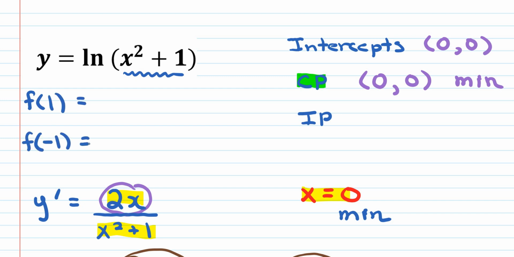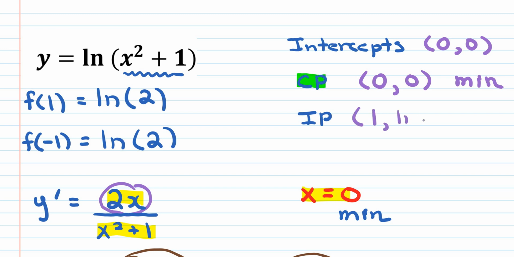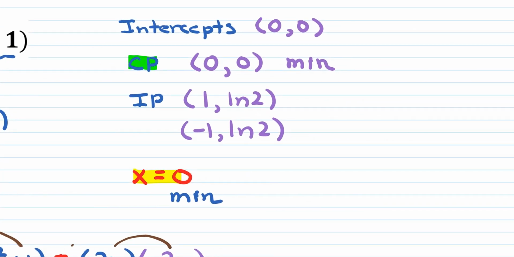So both f of 1 and f of negative 1 give me ln of bracket 1 plus 1, which is 2, because negative 1 squared is 1, so 1 plus 1 is 2 again. So it turns out that my inflection points, I have one at 1 comma ln 2, and I have another one at negative 1 comma ln 2 as well. So those are my inflection points right there. Okay, so quite a bit of work there, and with that we can now sketch the graph here.